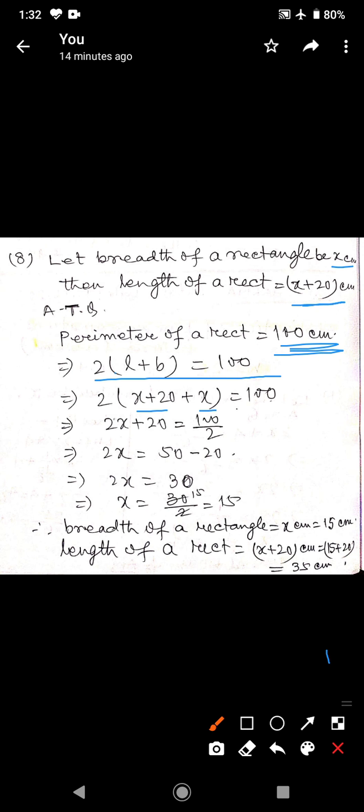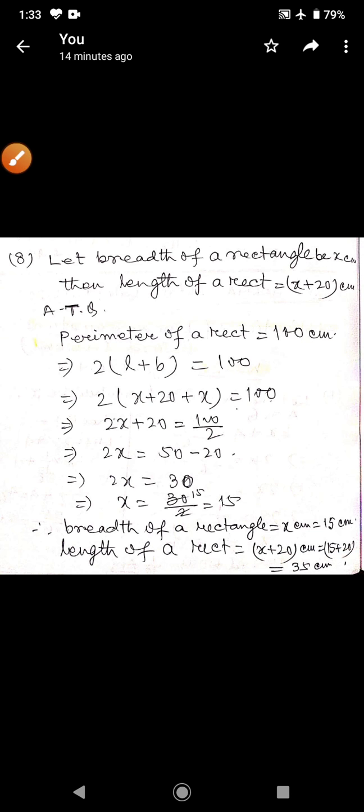Now x plus x, 2x plus 20 equal to 100 by 2. So 2x equal to 50 minus 20. So 2x equal to 30, or x equal to 30 by 2, that is 15. Therefore breadth of a rectangle equal to x centimeter equal to 15 centimeter. Length of a rectangle equal to x plus 20 centimeter, that is 15 plus 20, that is 35 centimeter.